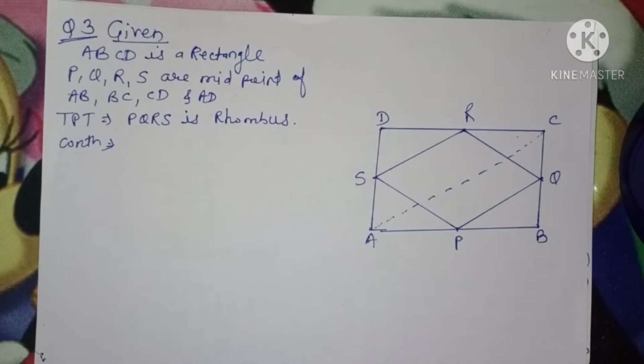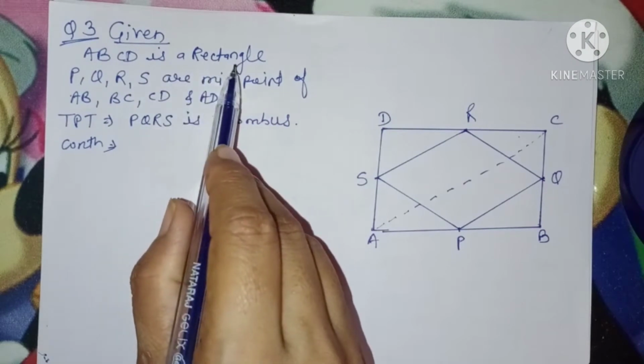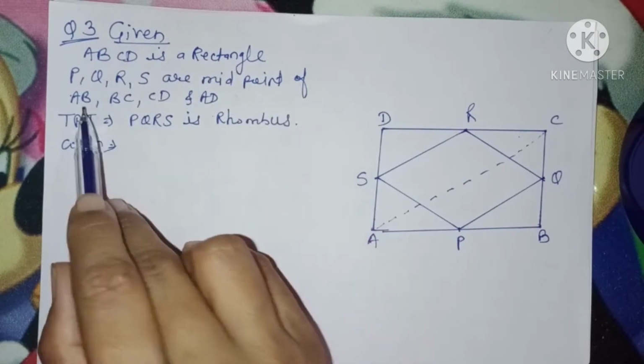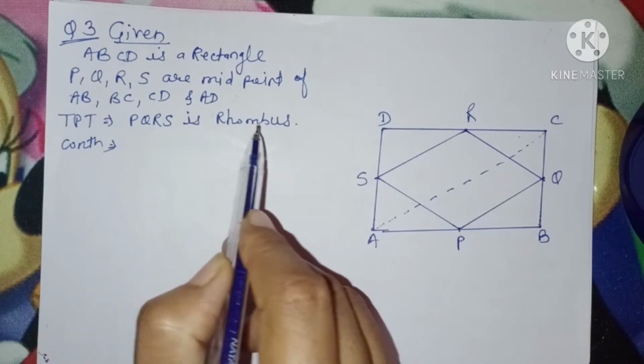Friends, let's begin question number 3 of exercise number 8.2. What is the question? ABCD is a rectangle. P, Q, R, S are the midpoints of AB, BC, CD and AD. Prove that PQRS is a rhombus.